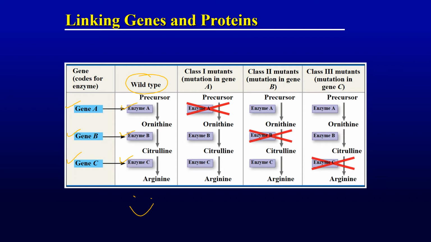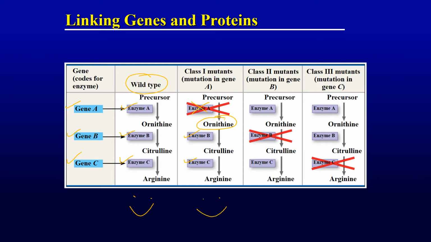Now, the class 1 mutant, on the other hand, it's got a mutation in its gene A, so it's unable to produce enzyme A. So it can't convert the precursor into ornithine. But of course, if we provide it with ornithine, then it's got enzyme B and enzyme C to complete the metabolic pathway, and it can grow.